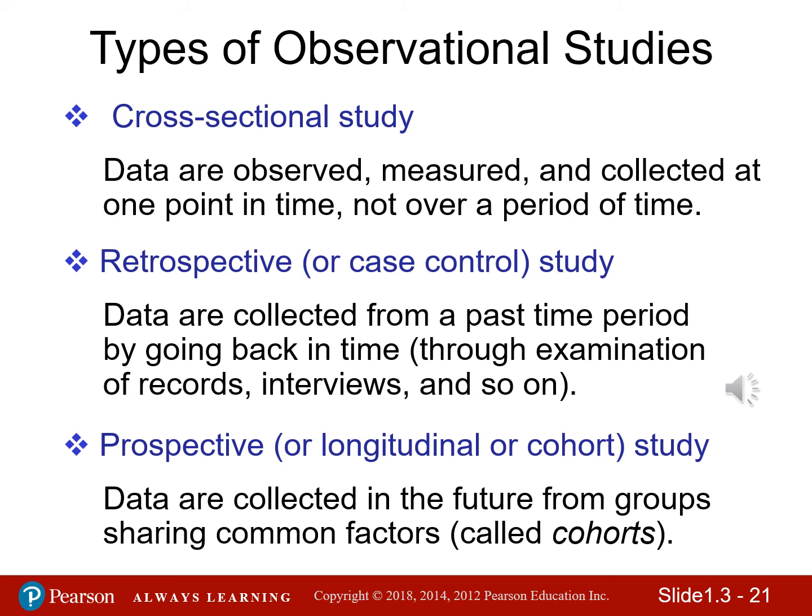And finally, in prospective or longitudinal studies, data are collected in the future from groups sharing common factors. This group would be called a cohort. An example of this type of study is when the participants are enrolled into a medical study before they might develop any specific disease. The prospective study typically lasts a few years and sometimes for decades.